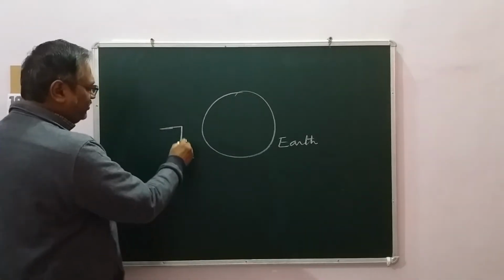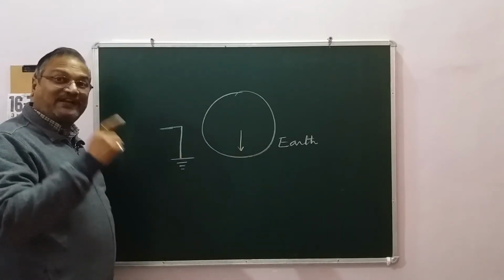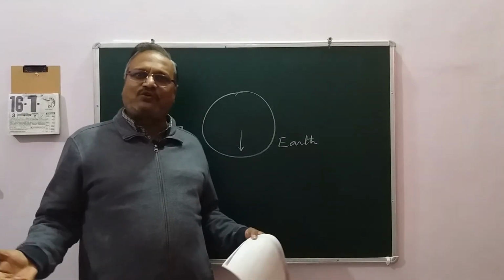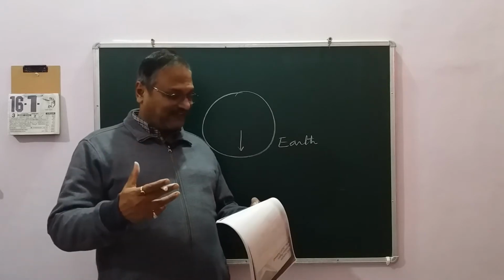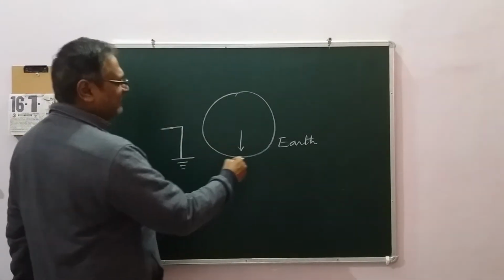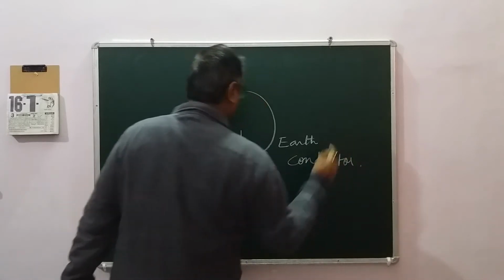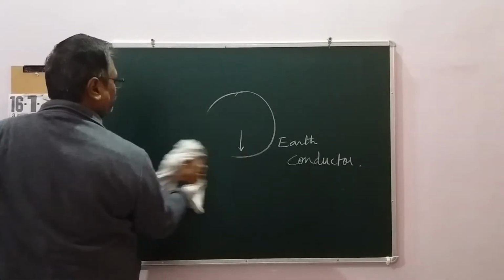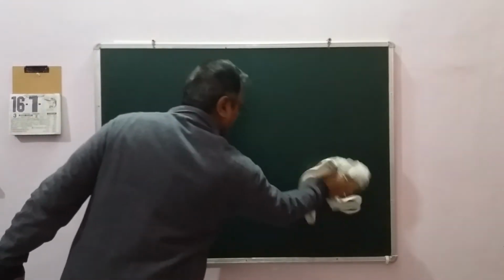See, which object will be able to absorb the electrons? It should be a conductor. If it is an insulator, then electrons cannot go through, and it is not a semiconductor, it is not a dielectric, it is a conductor. The answer is, earth is a conductor. So this is what you should know. This is the second question in objective questions. Let me move on to the third question.